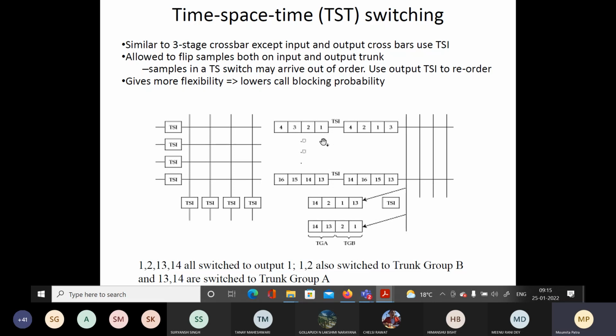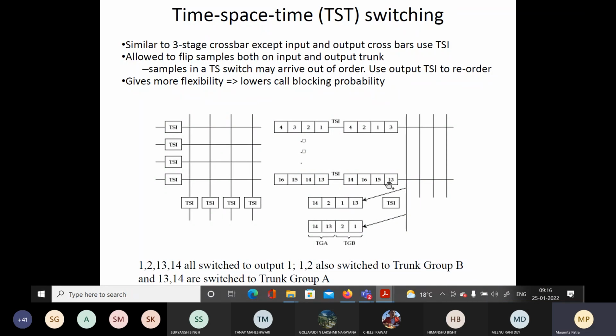Now we can see, suppose these two inputs, 1, 2 and 13, 14, are all intended for output port 1. In that case, what will happen? There will be contention among all of them. So we need to rearrange the samples. For that, of course, we have TSIs at the corresponding input ports.